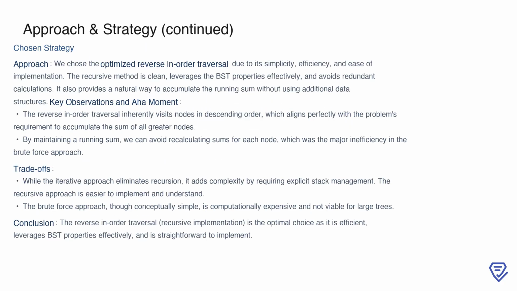Given the options, the optimized reverse in-order traversal, particularly the recursive implementation, stands out as the most effective strategy. It is both straightforward to implement and highly efficient, as it leverages the natural order of the BST to eliminate redundant computations. The key insight is that reverse in-order traversal visits nodes in descending order, aligning perfectly with the requirement to calculate the sum of all greater nodes.